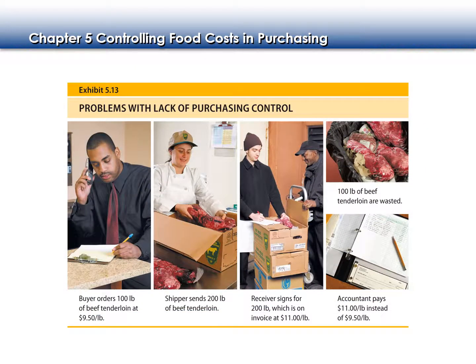So if we don't have this purchase order on hand when we actually receive the order, and the person receiving the order has not been trained to do so, we've got somebody who orders 100 pounds at $9.50 a pound. The person who comes in, they send 200 pounds, they sign for it. What happens when you sign for it? You buy it. You take responsibility of it. So they bought it, but they also signed for it at $11 a pound. So now we're $1.50 per pound more, and we have 100 pounds more of product.